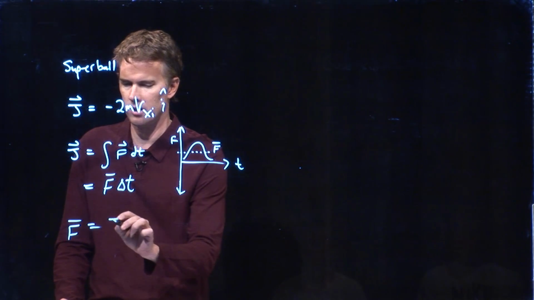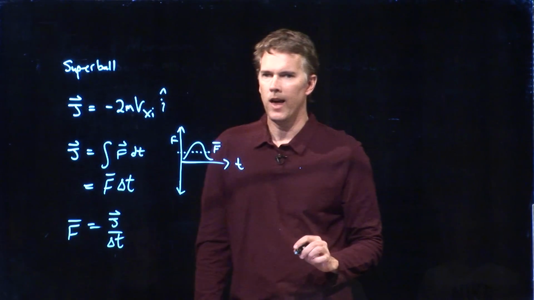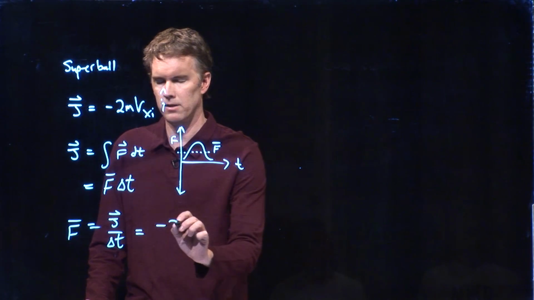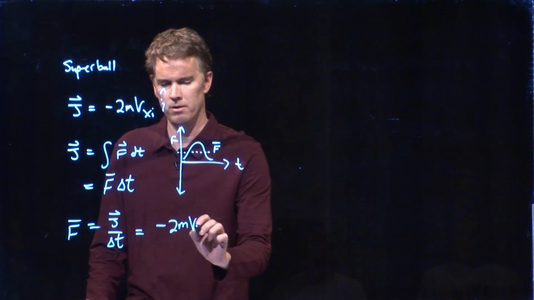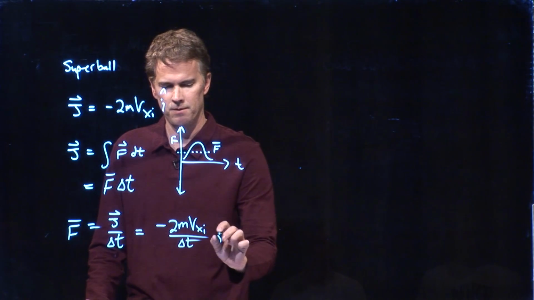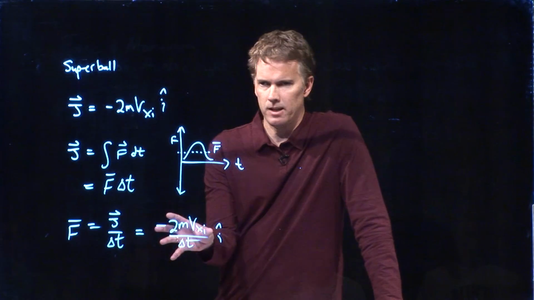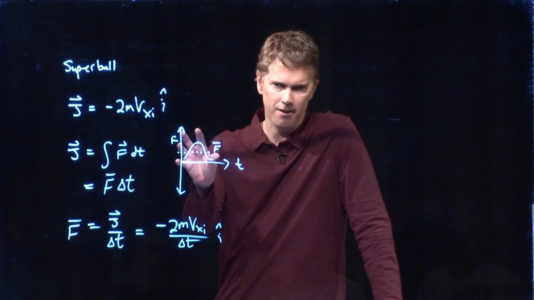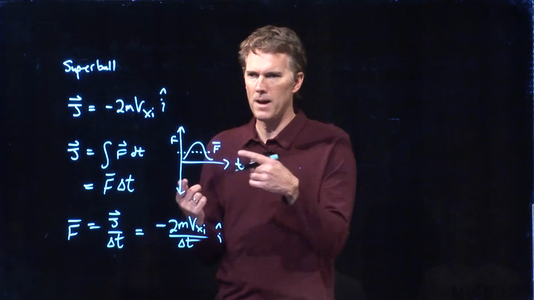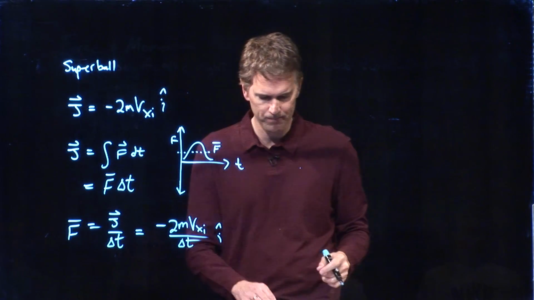And so now you can calculate exactly what F bar is. F bar is just impulse divided by delta t. In this case, we know exactly what the impulse is. It's minus 2m Vx initial. I'm going to divide that by delta t. And it's in the i hat direction. And so it's a negative force. We drew a positive force just for simplicity, but it's really a negative force. It's going back in the direction that it came from. It's trying to push that superball back to where it came from.